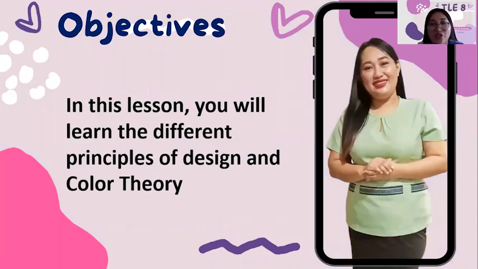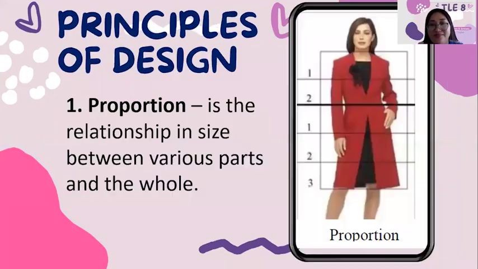In this lesson, you will learn the different principles of design and color theory. One of the principles of design is proportion, and it is the relationship in size between various parts of the whole. This picture shows the best example of proportion from the shoulder to waist. So the measurement is 1, 2, and that is the ideal. From the waistline down to the knees, the measurement is 3, 1, 2, and 3, and that is the ideal proportion.